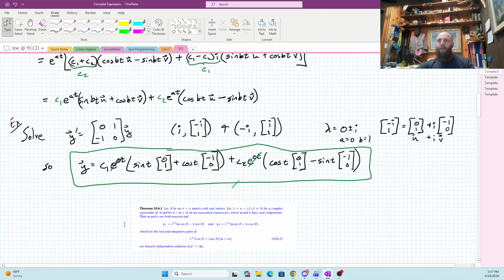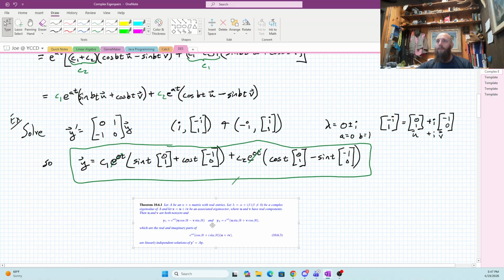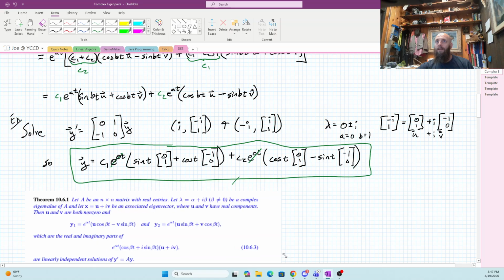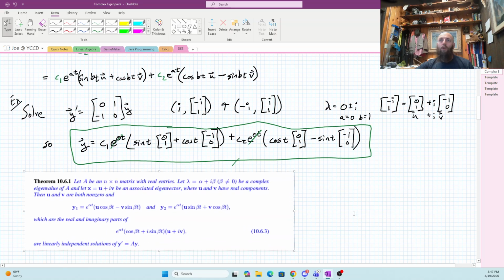So here's the theorem I'm looking at. I didn't really claim which of these is y1 and y2, but I kind of implicitly did it by labeling my c1 and c2. You'll notice that he's got this one, right? Cosine bt u cosine bt minus v sine. So he's just got them backwards from what I have. Same. Don't sweat it. The order of the solutions doesn't matter.